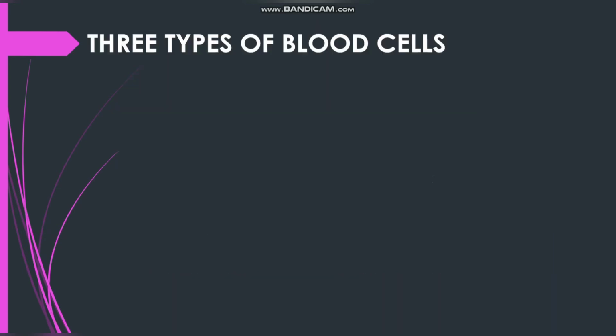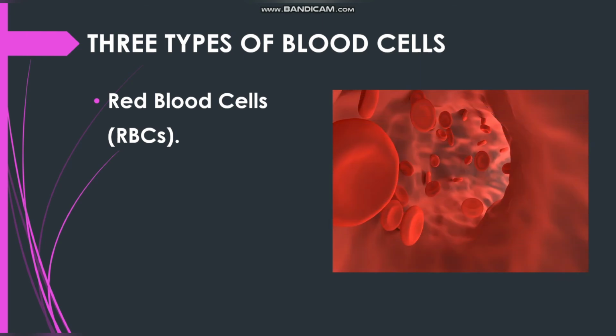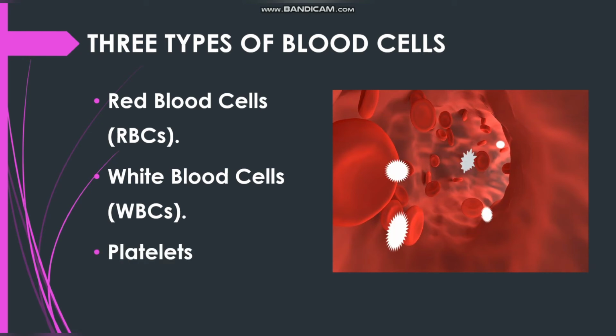3 types of blood cells. Red blood cells, that's RBCs. Then we have white blood cells, that's WBCs, and platelets. All these blood cells have their different functions. Let's look at each blood cell in detail.